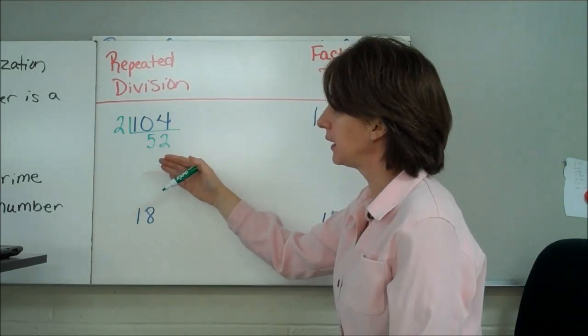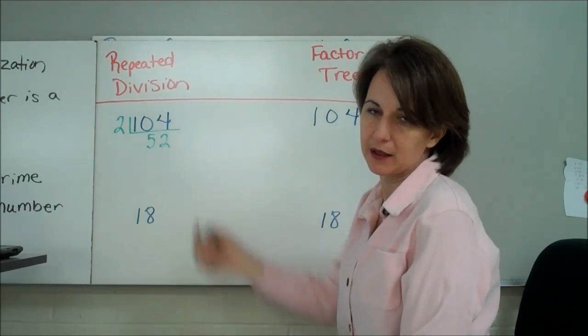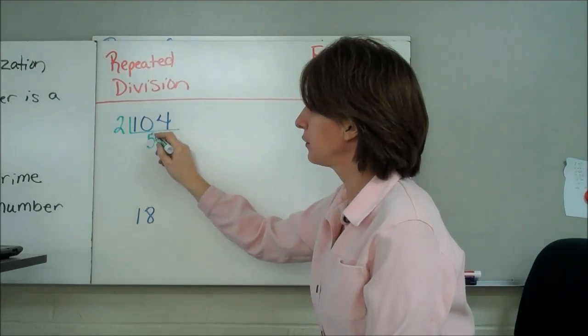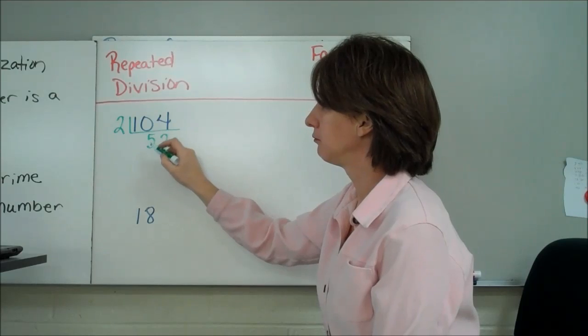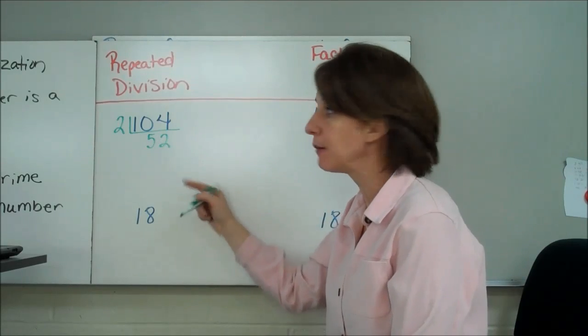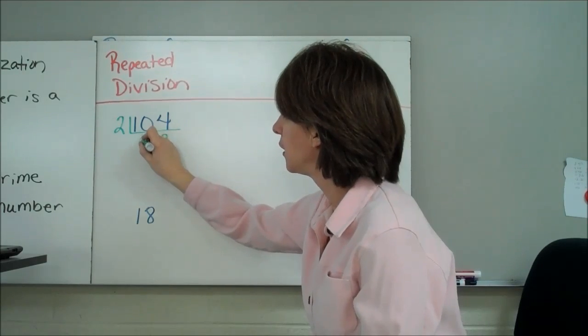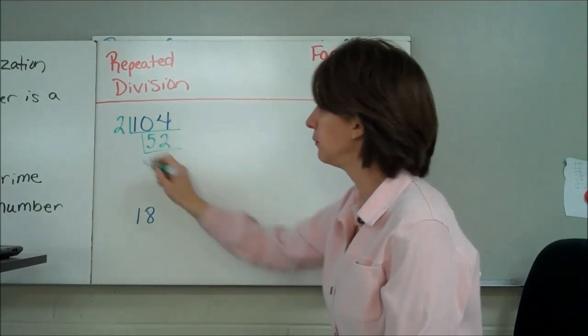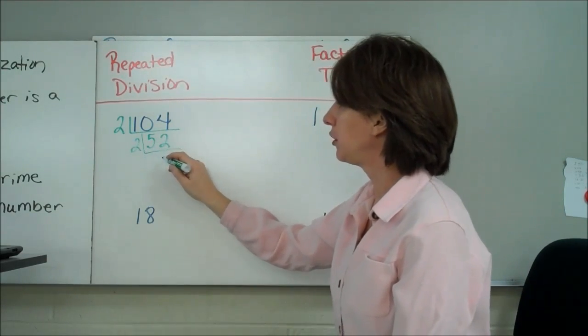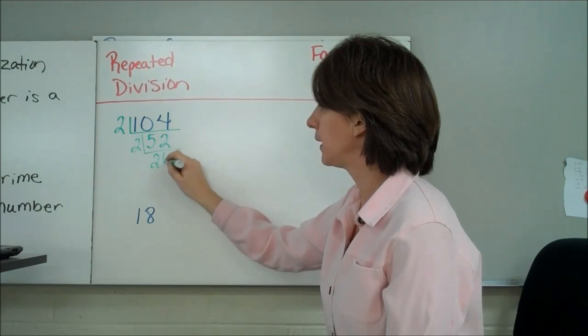Now, this is just division upside down. You can still do it right side up and stack it. I just don't have enough room. So 104 divided by 52 is 2. 52 is not prime because look, it's still even. So I'm going to divide it again by 2. And 2 into 52 is 26.